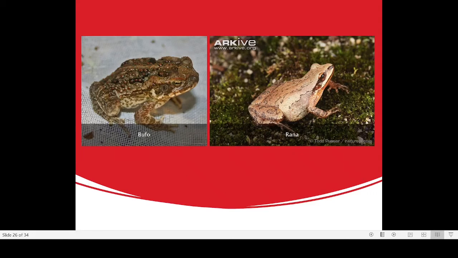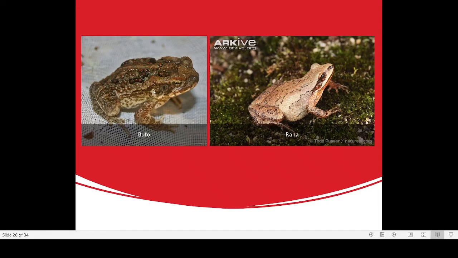What is the difference between a toad and a frog? Toads usually have dry skin, whereas frogs usually have moist skin. And toads are commonly present on land, whereas frogs are commonly present in water. So these are some of the differences between a toad and a frog.